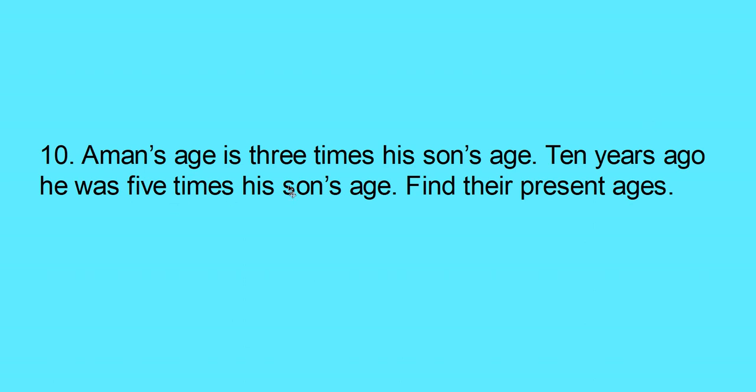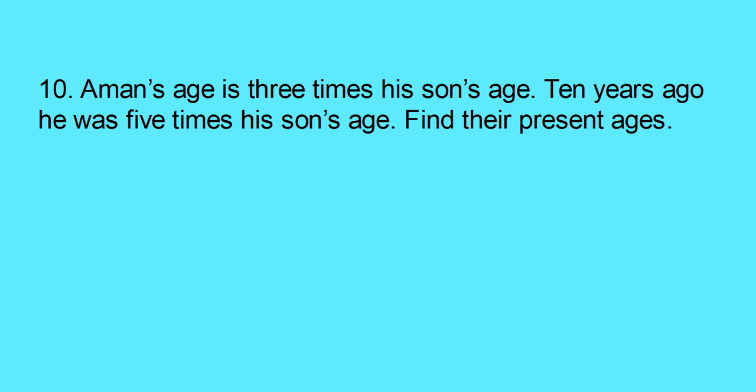Here is the last question. Aman's age is 3 times his son's age. 10 years ago, he was 5 times his son's age. Find the present ages.